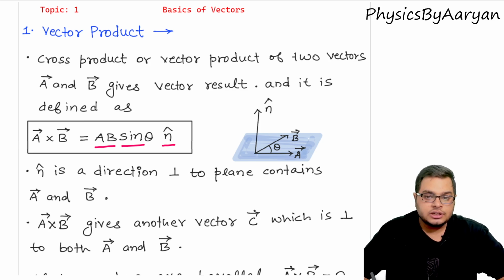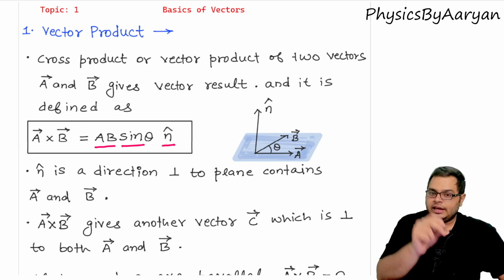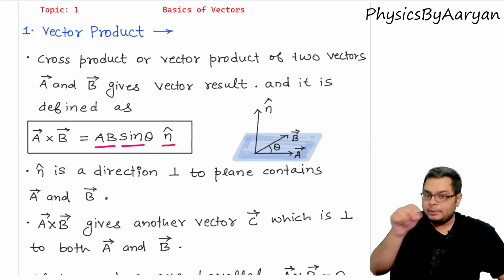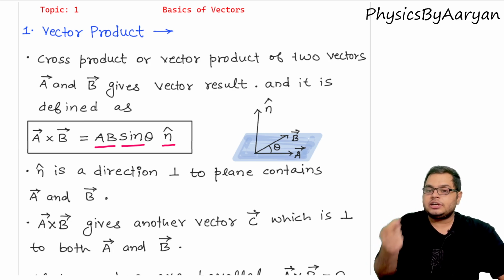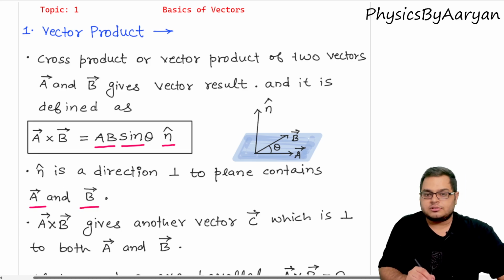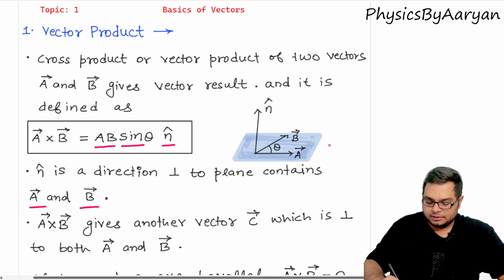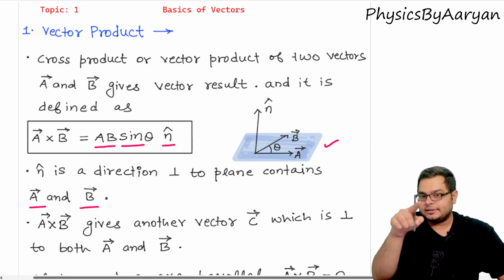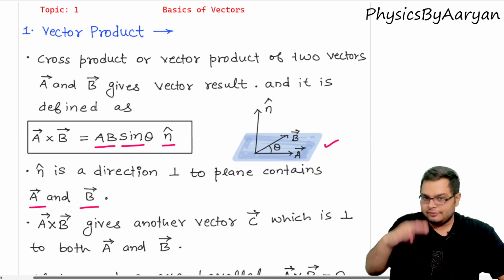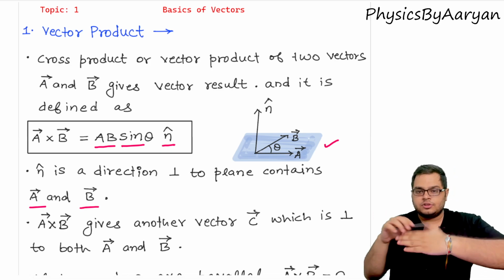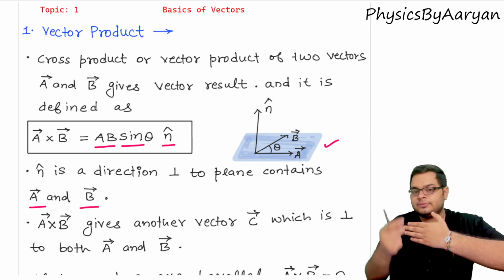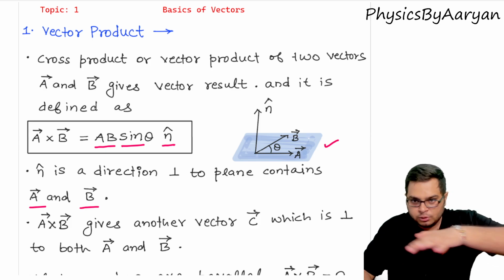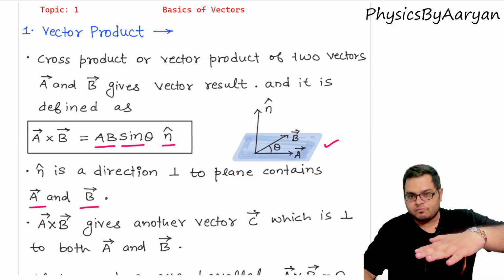And a very special thing about n cap is that n cap is perpendicular to the plane, meaning a surface, which contains the vector A and vector B. For example, here I am showing you with the diagram. So you see this blue plane. In this plane, you see the two vectors. A vector is also in this plane. So let's say this is a plane. So this is A vector, this is B vector. Both of these vectors are in this plane. So in this blue plane, you see two vectors A and B.